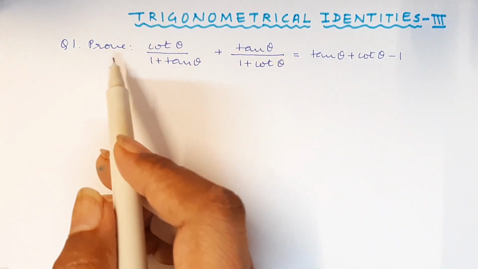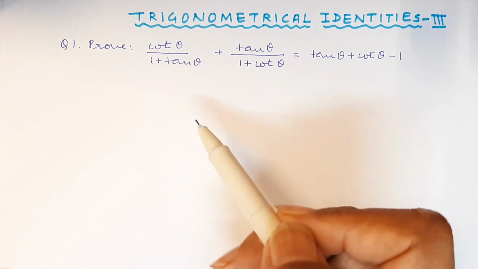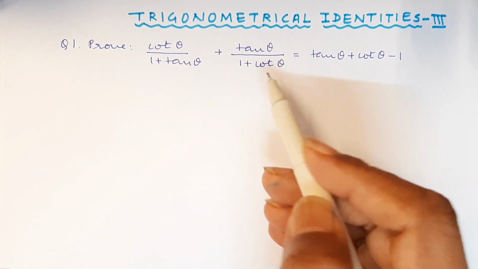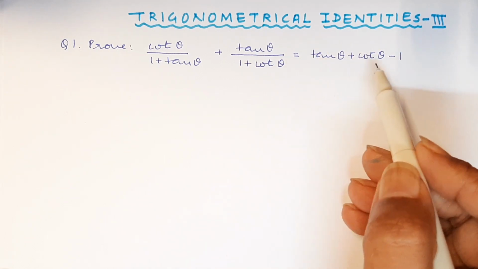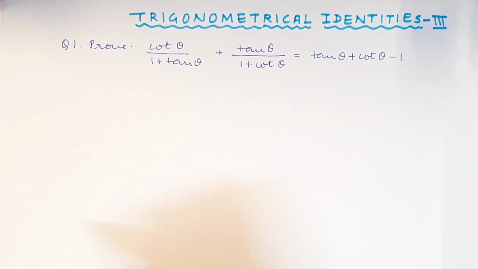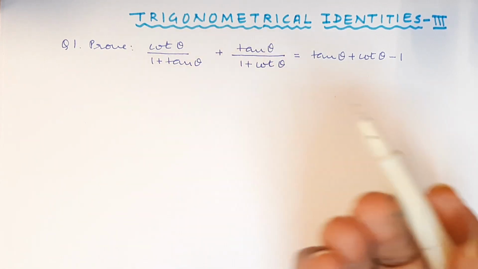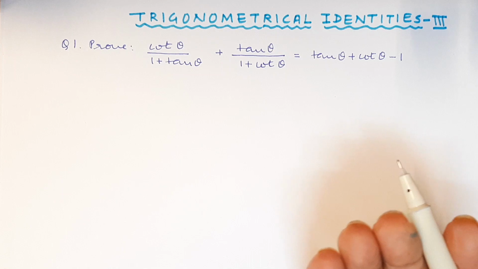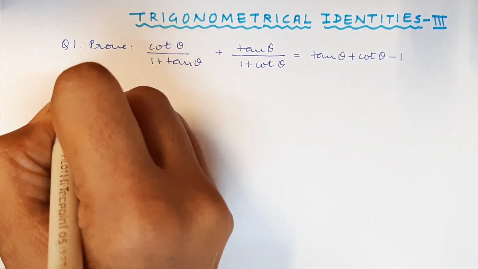So, if we have a question like prove cot theta upon 1 plus tan theta plus tan theta upon 1 plus cot theta is equal to tan theta plus cot theta minus 1. How would you start? If you want to solve, you should take the side which is more complex. Now, which one is more complex where we can perform some functions like taking LCM, etc.? It will be the left hand side. So, we will start with the left hand side.